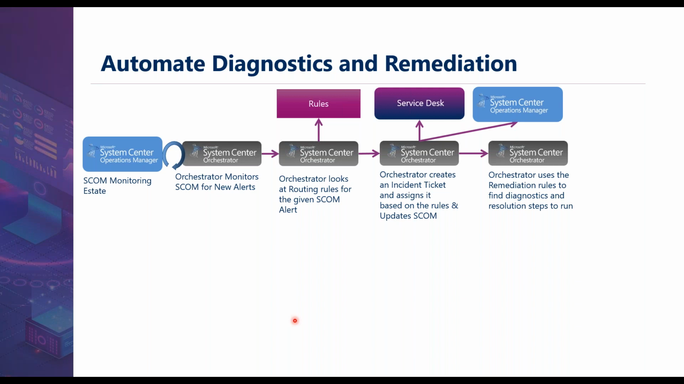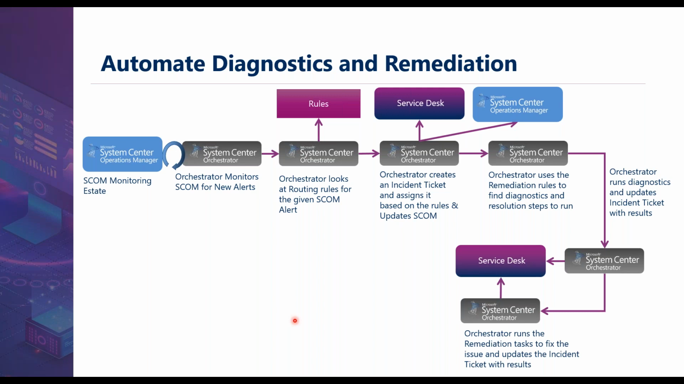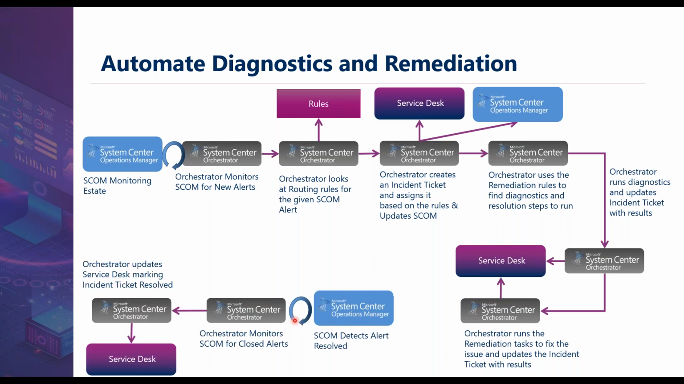Do you need to know about the event log messages from the last 5 minutes? Do you want to know what the netstat information is? Can you ping the box? Do you want to check that the services have actually stopped? Orchestrator will run those diagnostics and steps and update the incident ticket with the results. We can even push the results back into Operations Manager. We'll then run the remediation steps automatically and update that incident ticket again with the results of how we've remediated it and push that back into Operations Manager as well.